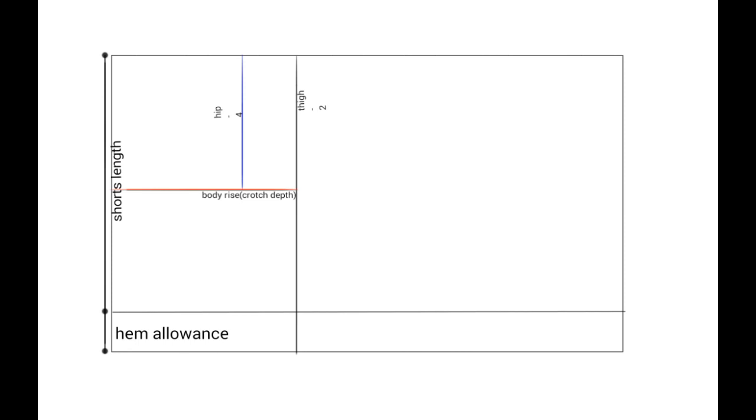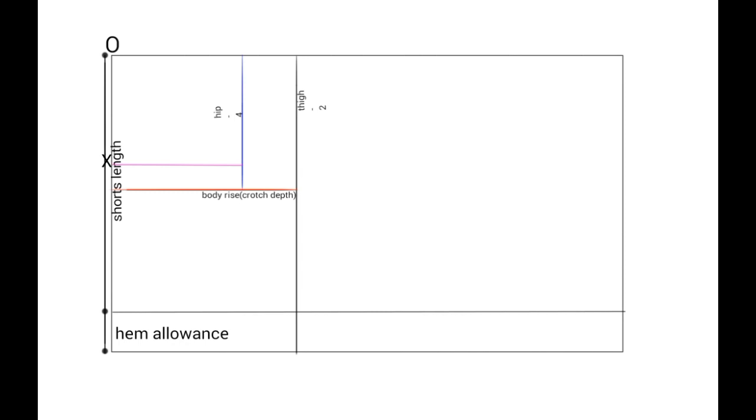Then the second thing you'll be doing is to take the measurement from your waist to your crotch, however you want to take it. There are many ways at which you can determine your crotch length. So you take it down. I have represented it with the orange line. As you can see, I call it the body rise. That's your crotch depth. Then after you've taken that, you square it across and stop on your thigh line.